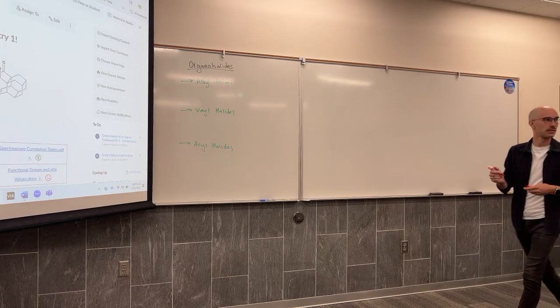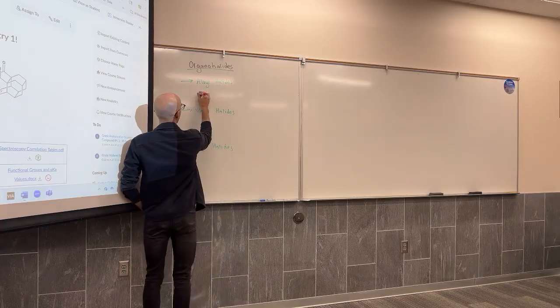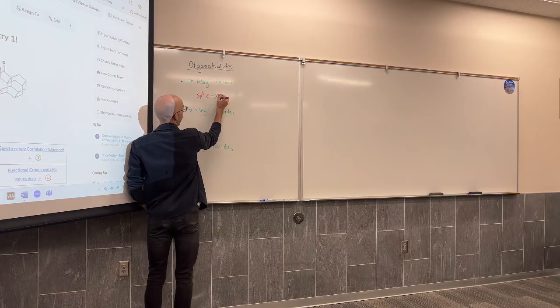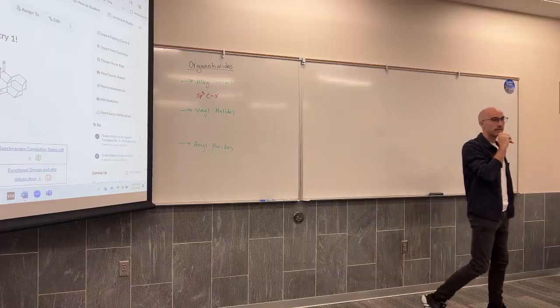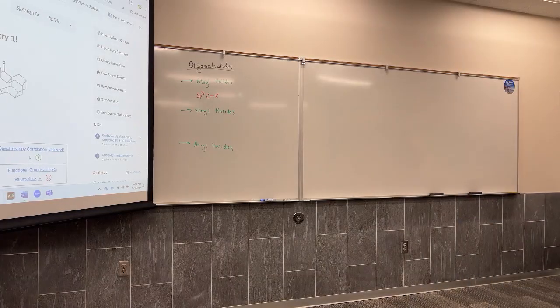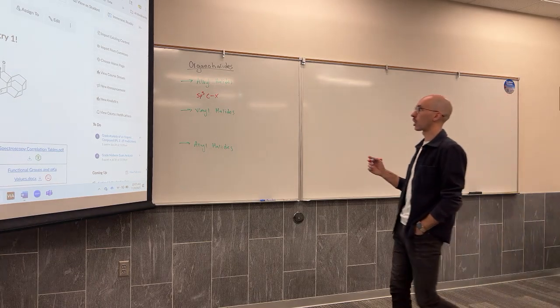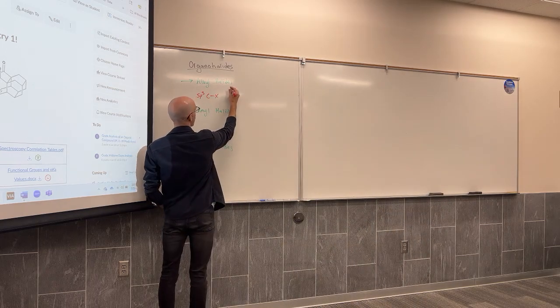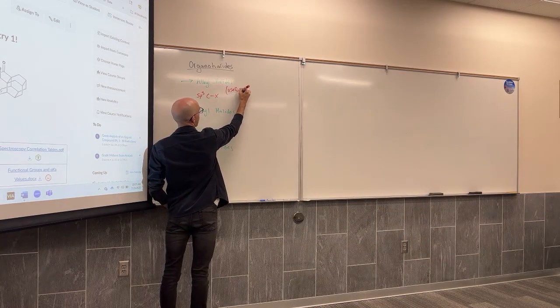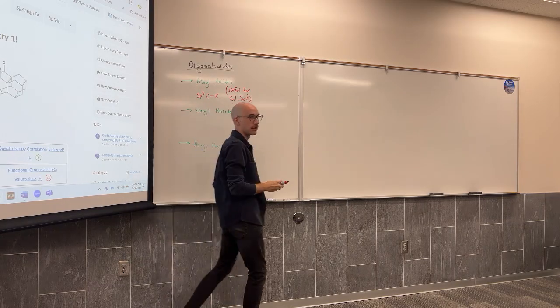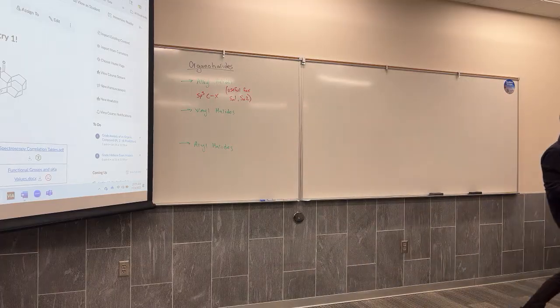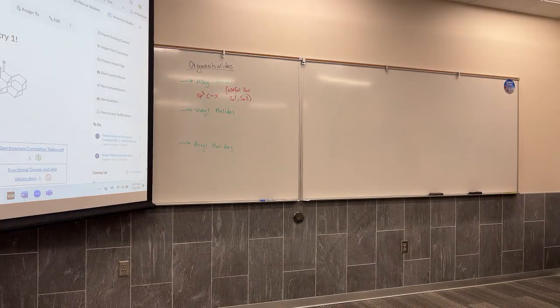Alkyl halides, these are our sp3 C-X bonds. And these are going to be a mainstay when we get into substitution reactions. We're going to learn about two types of substitution, SN1 and SN2. And alkyl halides are incredibly useful for those two types of substitution reactions.